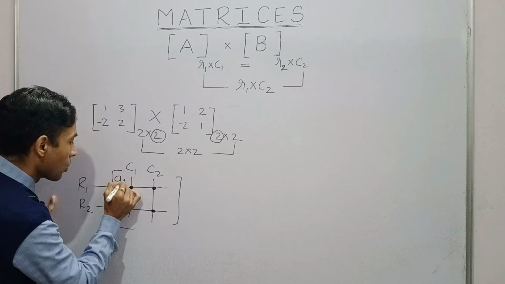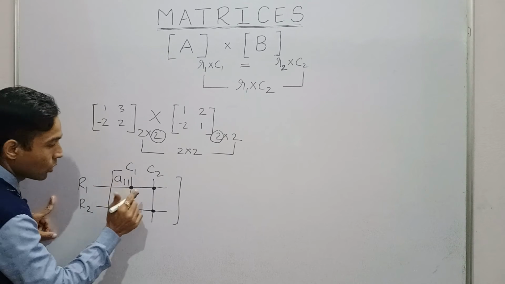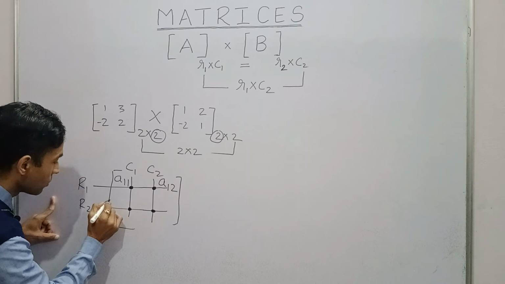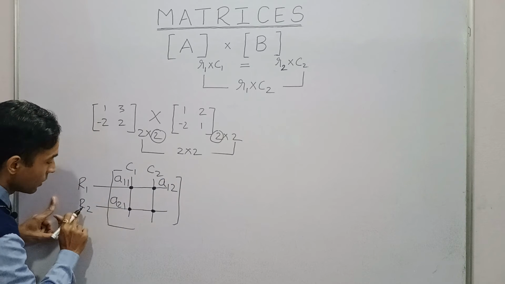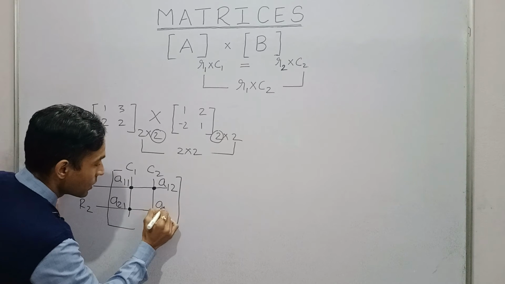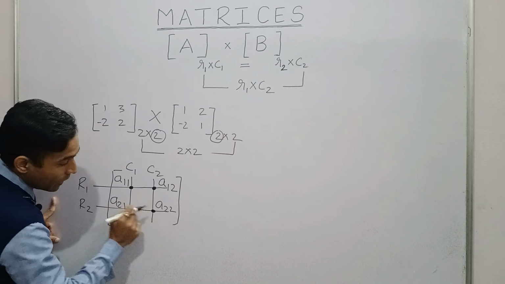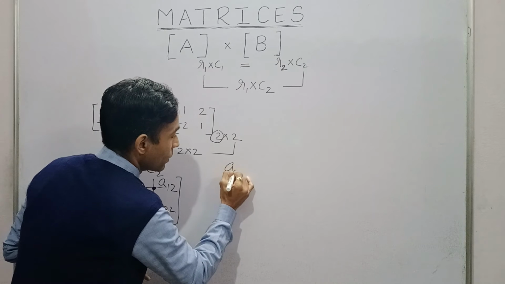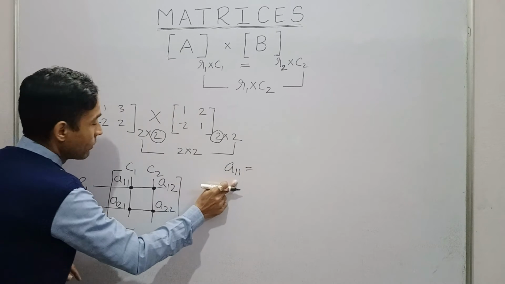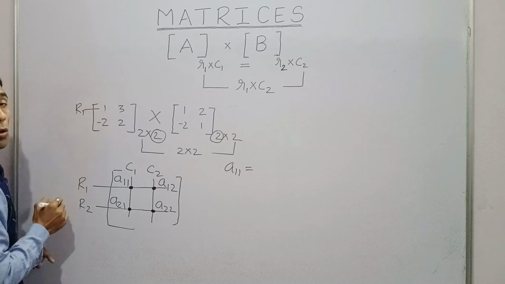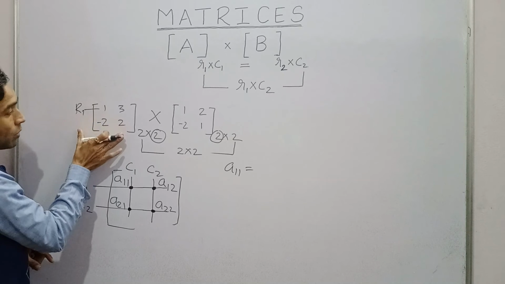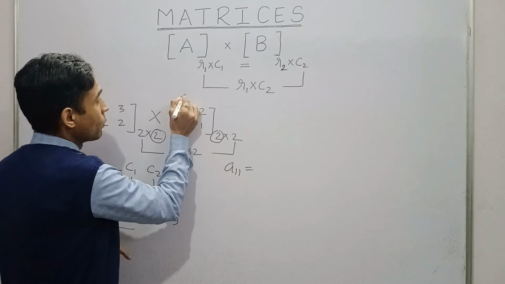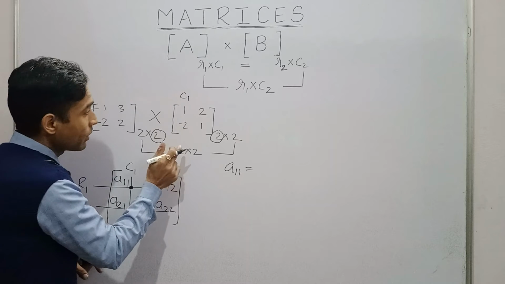Now these are the positions of the elements inside this matrix. This means A11, first row, first column. This means A12, first row, second column. This means A21, second row, first column. And this means A22, second row, second column. Now let's find out A11 first. So 11 means first row of first matrix multiplied to first column of second matrix.